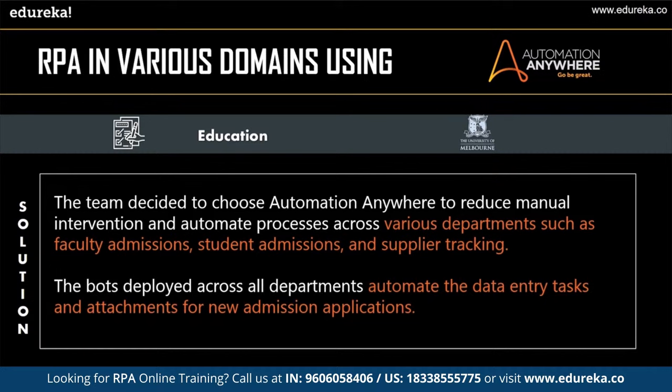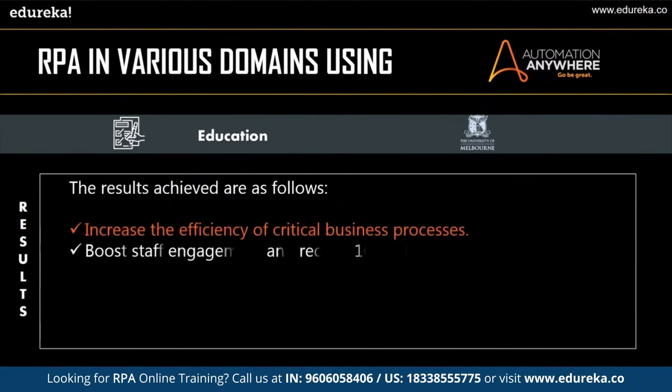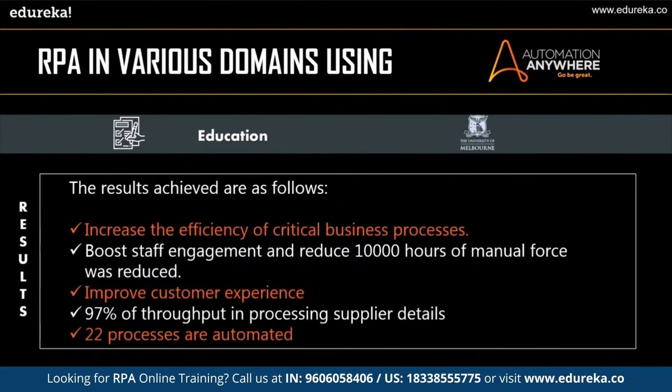They decided to choose Automation Anywhere to reduce manual intervention and automate processes across various departments such as faculty admissions, student admissions, and supplier tracking. All the bots deployed across all the departments would automate the data entry tasks and the attachments for new admission applications. Now, the results of the University of Melbourne using Automation Anywhere are as you can see on my screen.